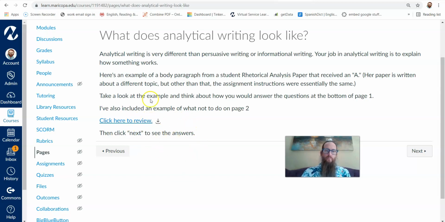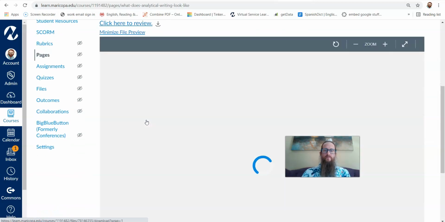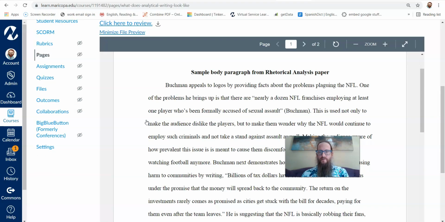So, before you go any further with the video, be sure you have reviewed this example because I believe that learning to write better is just like learning to do anything else. If you want to learn to throw a football well, what do you do? You look at tape of people that throw footballs really well, right?